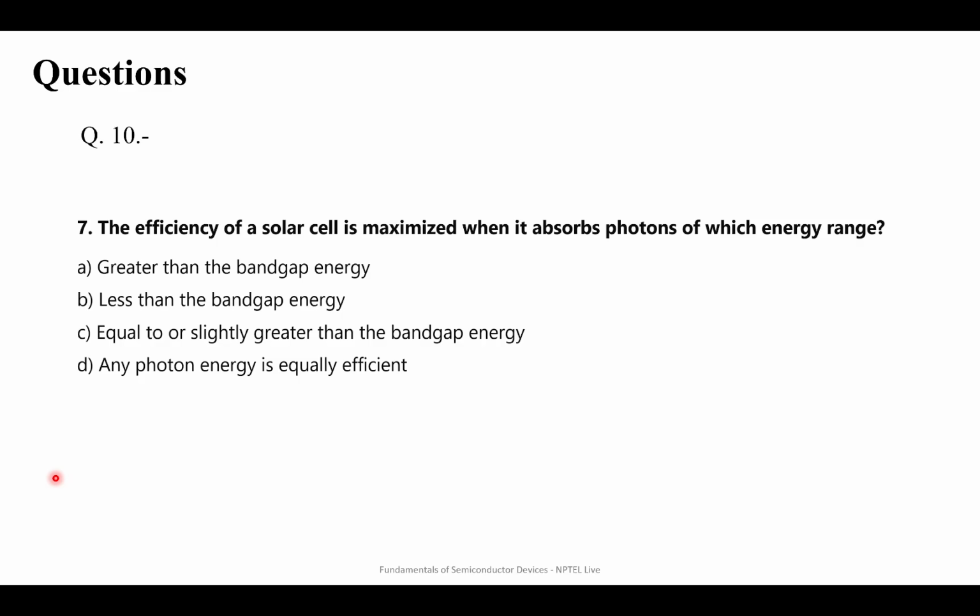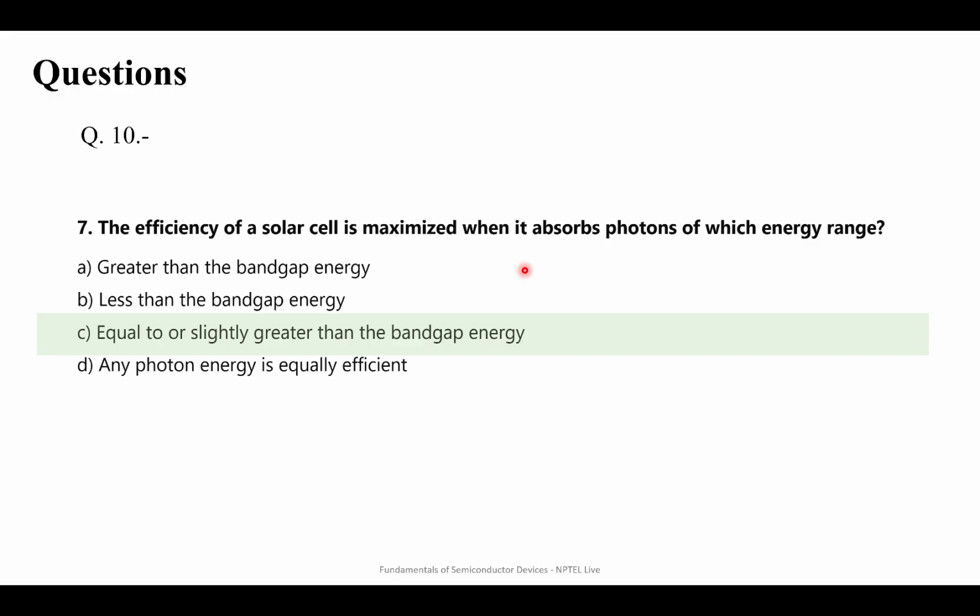Yes, the answer to this would be C, equal to or slightly greater than the band gap energy. If you shine light that is less than the band gap energy, then there won't be any absorption and no electron hole pair generation. So all that energy is going to waste. If you shine greater than the band gap energy, then it will still absorb only the energy that is required to generate an electron hole pair, which is equal to the band gap energy.